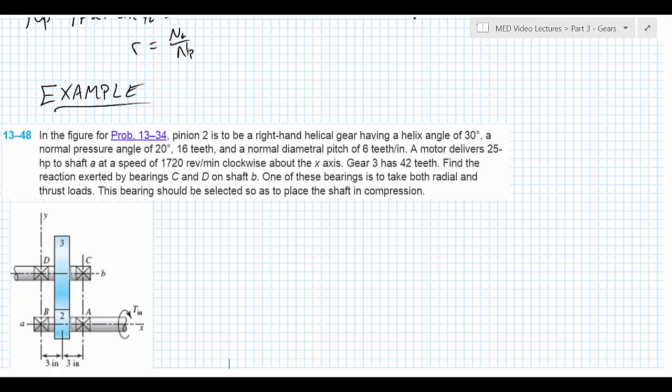So let's look at what we have. We have a pinion at 2, which is described like this.